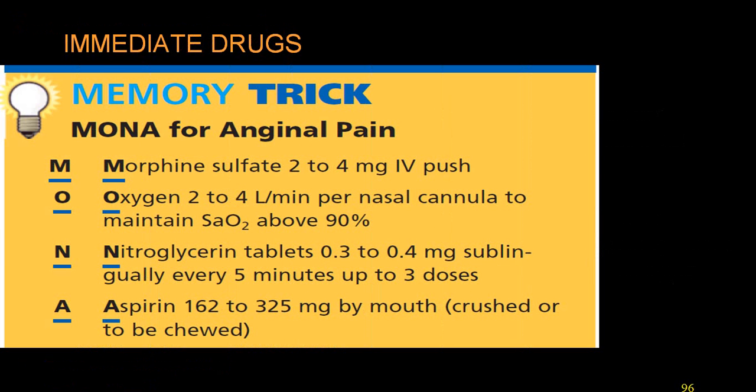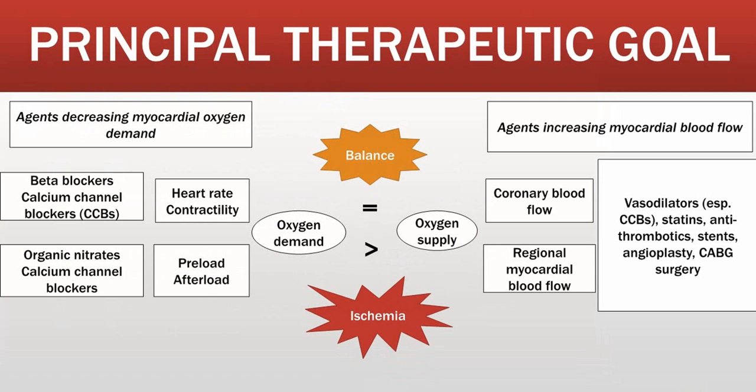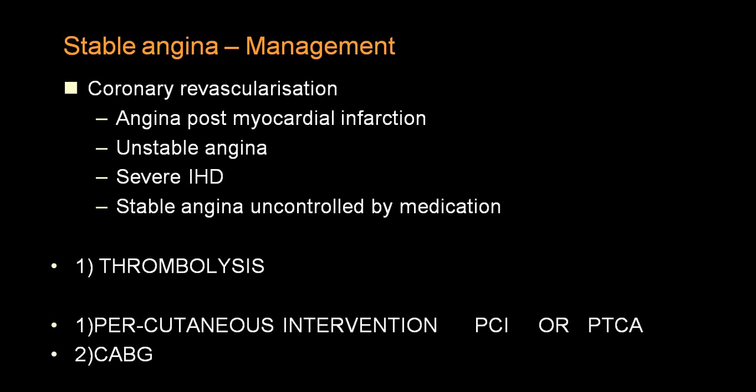There is one word which is utilized, MONA, during an acute episode. If the pain is unbearable, then morphine. Some persons might require oxygen, usually nitroglycerin sublingually, and you have to give aspirin. So basically, you have to reduce oxygen demand and you have to increase the blood supply.